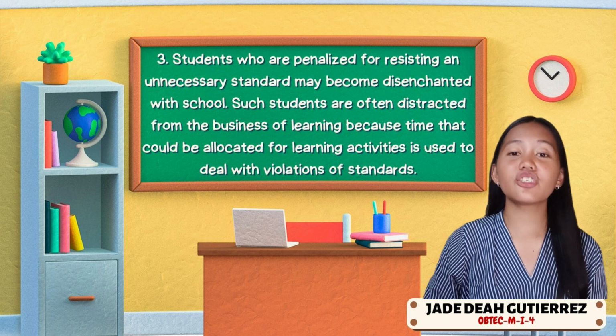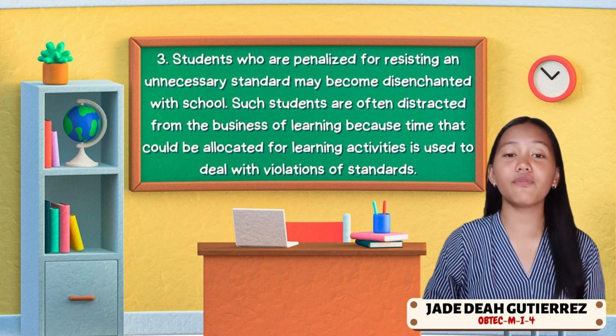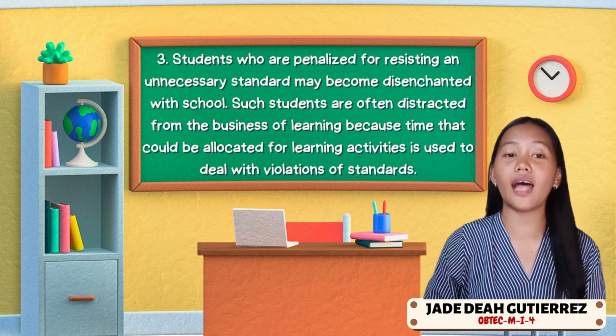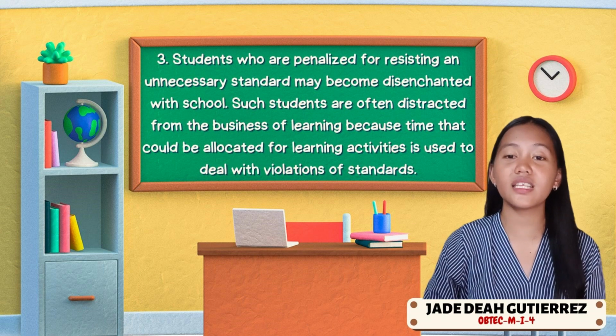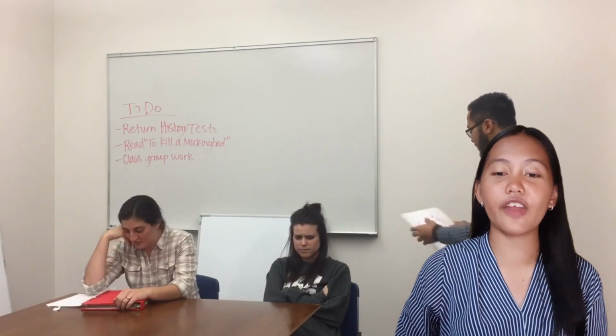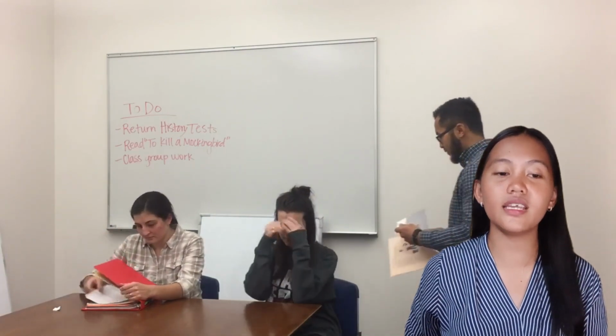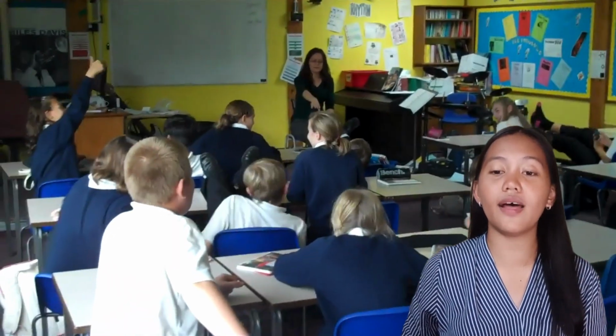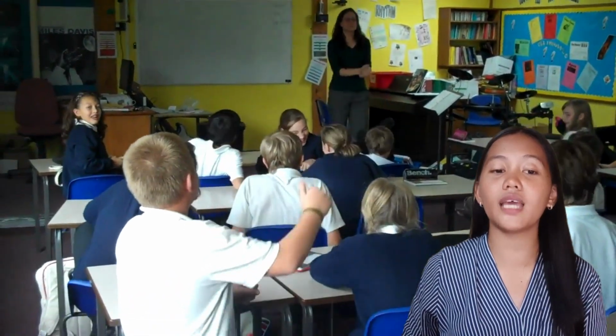Number 3. Students who are penalized for resisting an unnecessary standard may become disenchanted with school. Such students are often distracted from the business of learning because time that could be allocated for learning activities is used to deal with violations of standards. The time and energy that could have been allocated to productive learning pursuits are instead spent on dealing with violations and their consequences. This distraction hinders students' ability to focus on their academic development and may negatively affect their overall educational experience.